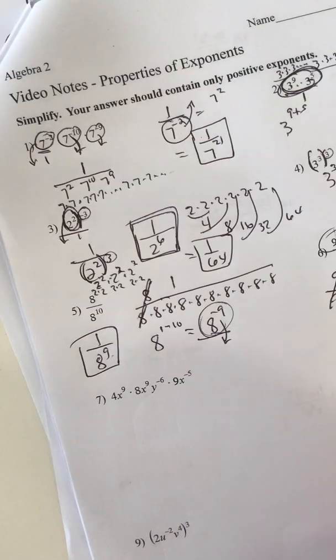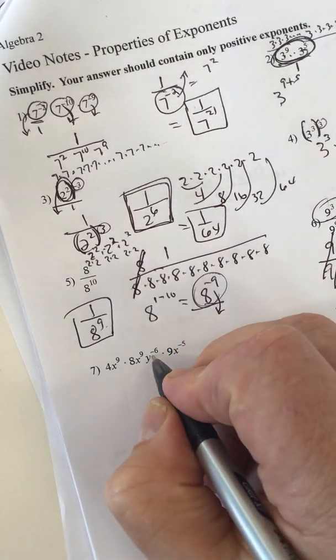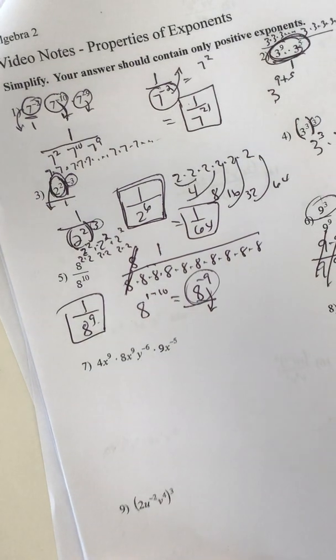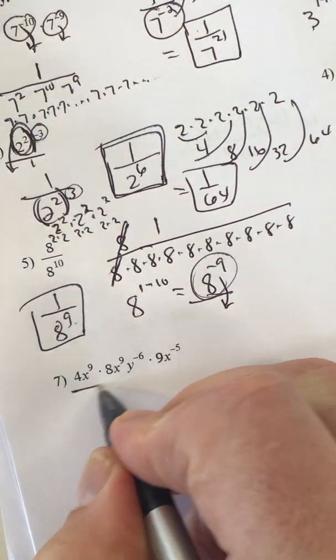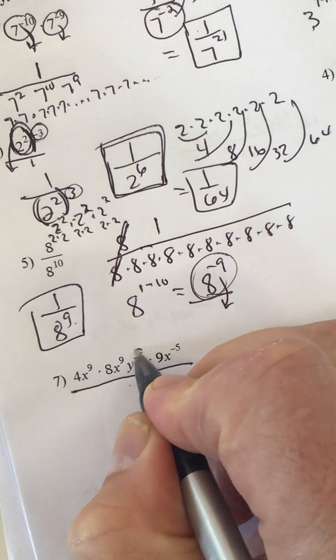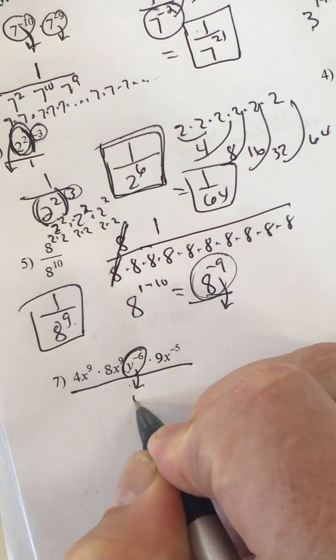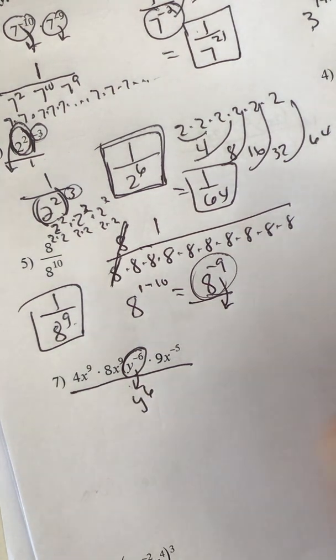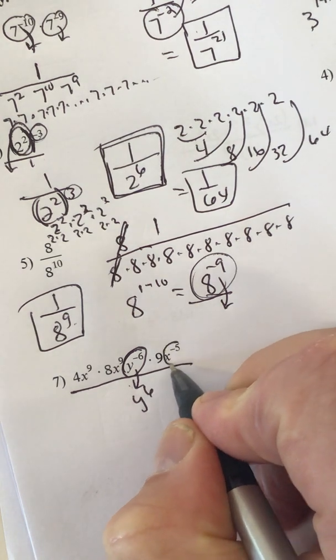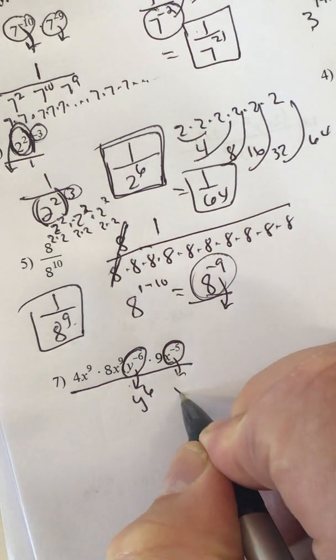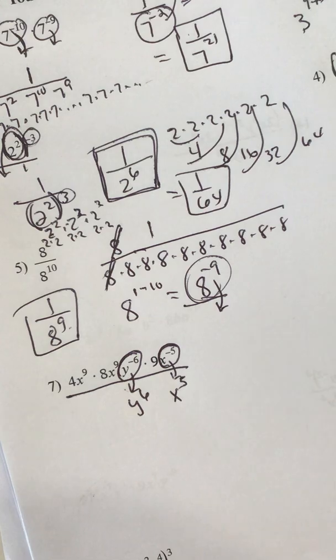Okay, now you have to be careful when you have combos like this. See that -6 right there? It's only on the y. So this is all over 1. So only the y6 is going to the bottom. And then same thing here. This -5 is not reaching the 9. x5 is going on the bottom.